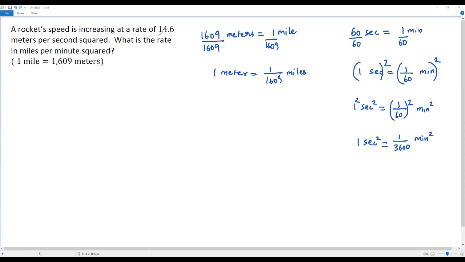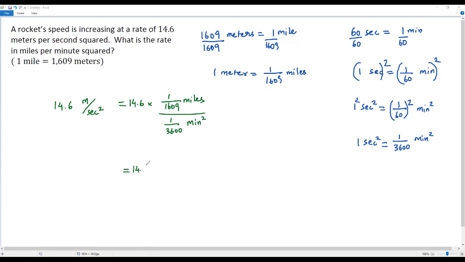Okay, now let's consider the stuff over here. That is 14.6 meters per second squared. Let me write it: 14.6 meters per second squared. 14.6 times, we got that 1 meter equals 1 over 1609 miles. Let's plug in this one for the 1 meter we have over here. Then we get 1 over 1609 miles. And we got that 1 second squared equals 1 over 3600 minutes squared. Let's plug in this one for 1 second squared we have over here. In the denominator, we have to write 1 over 3600 minutes squared.